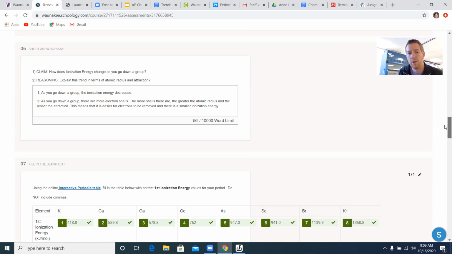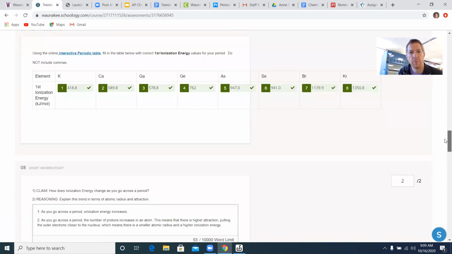Now, a couple things I want to go over with number 7. The first thing is the general trend is ionization energy is increasing as you go left to right. Again, as you look at these numbers, they increase. Now, I'm going to talk about this arsenic selenium little dip before it goes back to increasing here in a minute. But first, let's address question number 8.